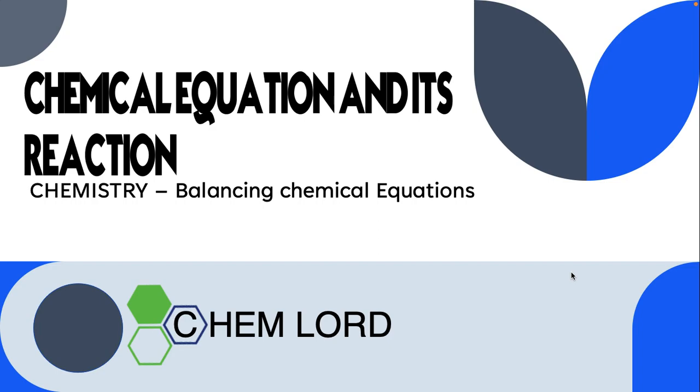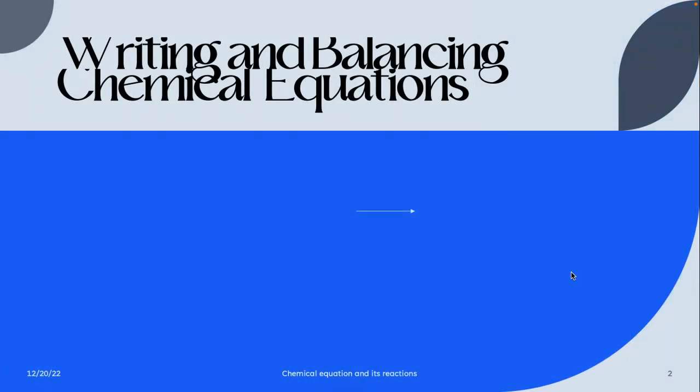Equation and its reaction, more specifically at balancing chemical equations. So we'll be looking at some examples, and let's begin. The first example that we'll be looking at is magnesium plus dioxygen will give you magnesium oxide. Of course, when that is reacted, it will give you your product.